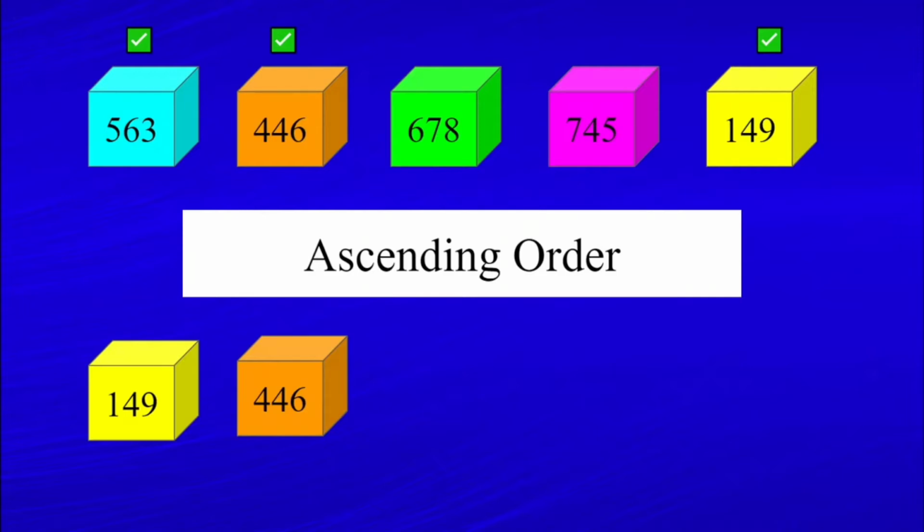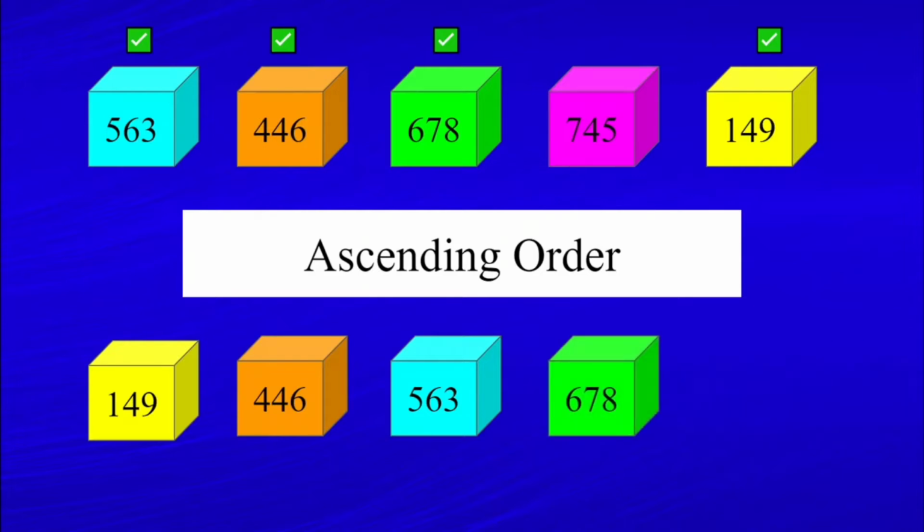Now we will put 563 after 446. Now we are left with 2 boxes. Which one is the smallest among the 2? Yes, it's 678. Now we will arrange 678 after 563 and we will arrange 745 after 678, as it is the only box left after arranging all the other 4 boxes. So now we have arranged these boxes in ascending order.